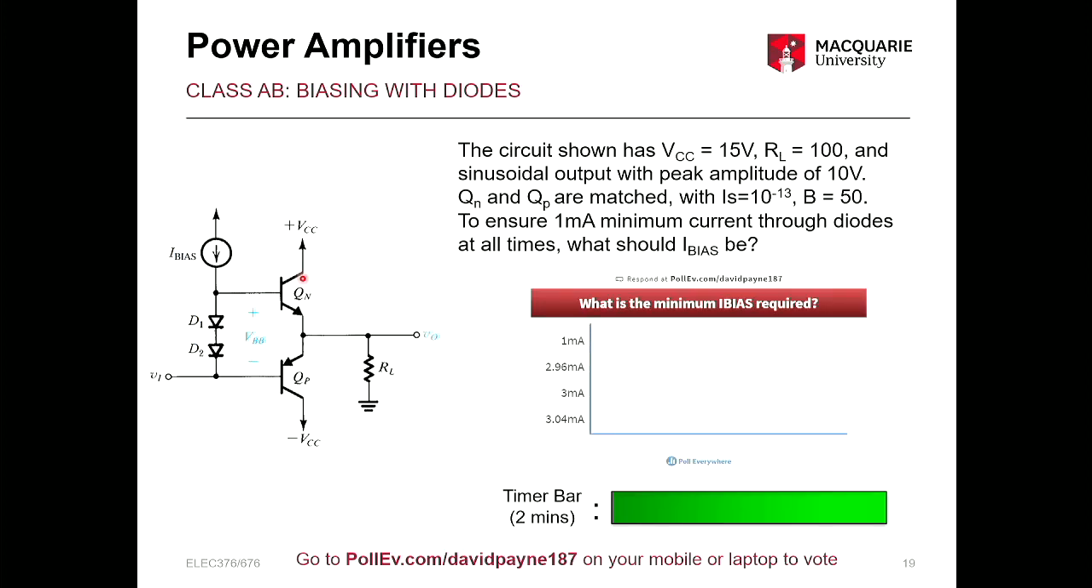So a quick question for you. Here we have a diode biased AB power amplifier. We want to ensure that there's 1 milliamp minimum current going through the diodes. What should the I bias be? There are no hints to come up in this one. It should be straightforward given the information that you've got.